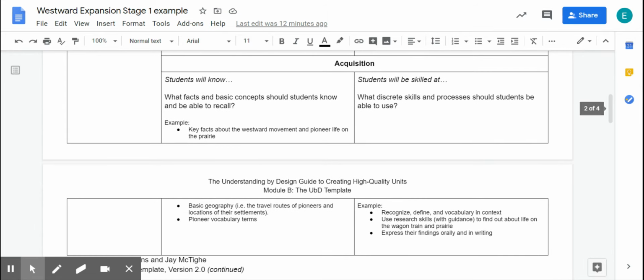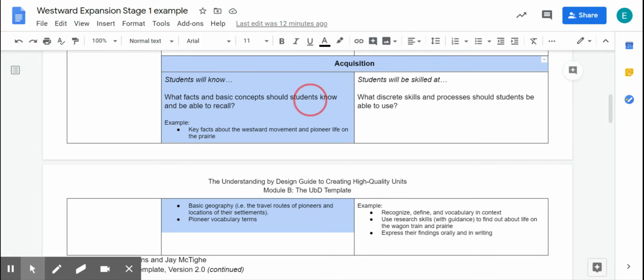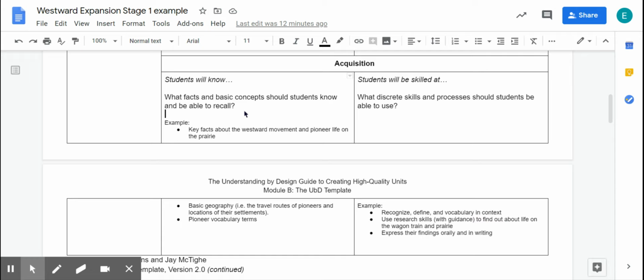The next section for stage one is the acquisition. In acquisition, we have what students will be able to know and what they're going to be skilled at. Knowing is going to be facts and things they need to recall. It could be vocabulary, or in this unit, it's the basic geography.